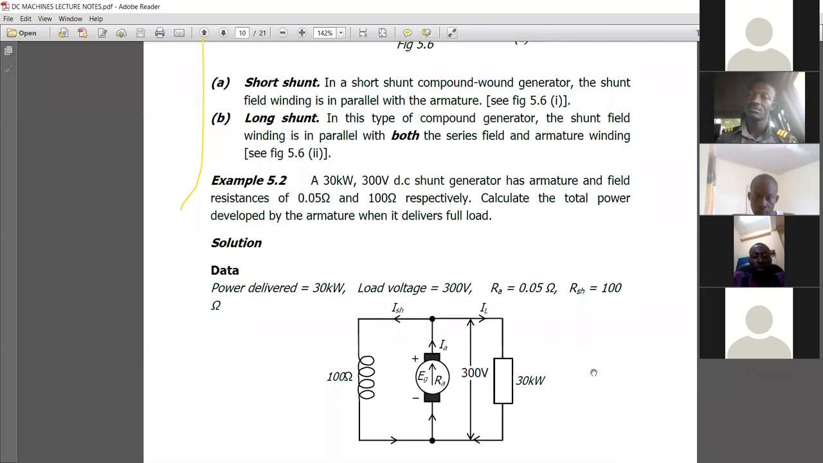That is example 5.2. Have we had that example? 5.2, can you see that? Yeah, I can see. 30 kilowatts, 300 volts, DC shunt generator. No, sir. Yeah, it's quite different. Example 5.2.